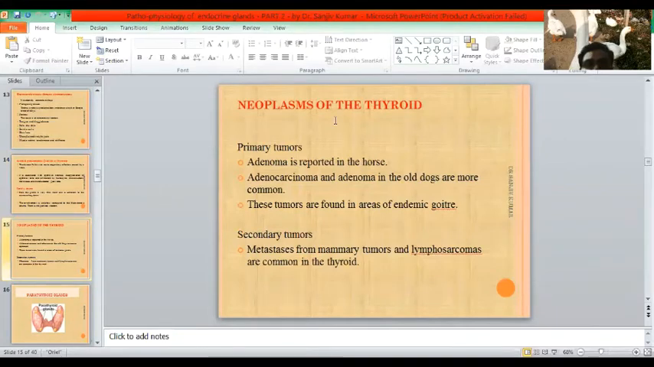And next is neoplasm. You just remember these names. In thyroid, the different neoplasms are adenoma, adenocarcinoma, or some secondary tumors coming by the process of metastasis. These are tumors from mammary gland or lymphosarcomas. These are some of the neoplasms of the thyroid.